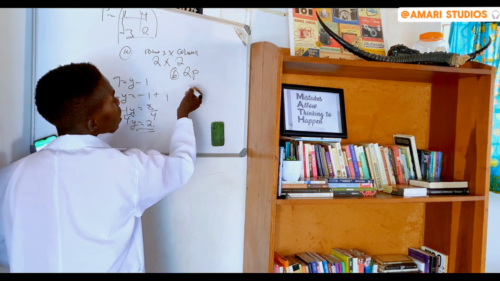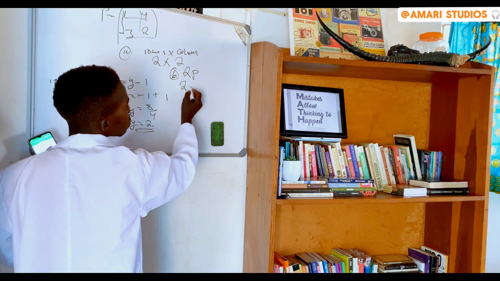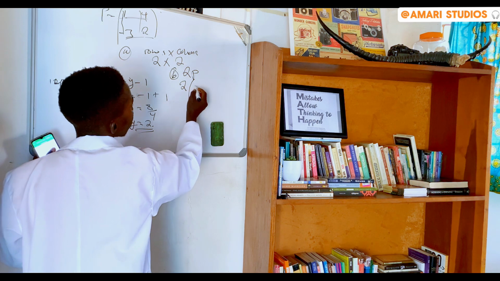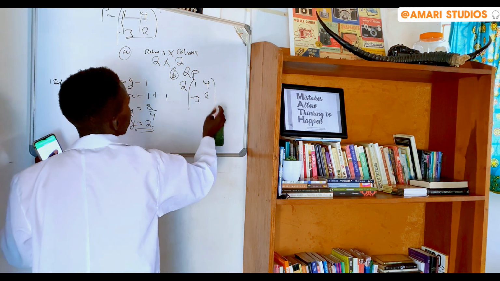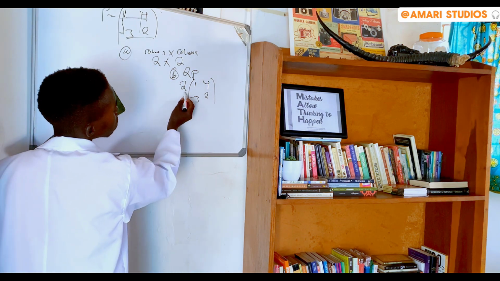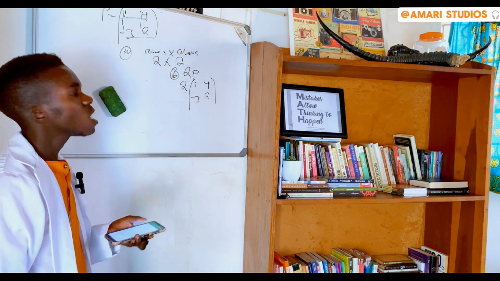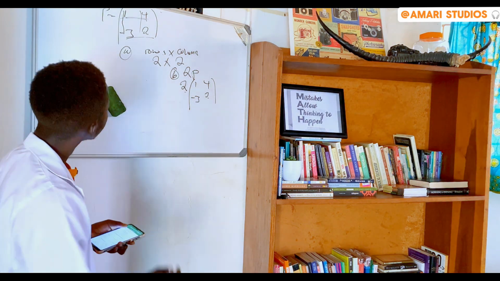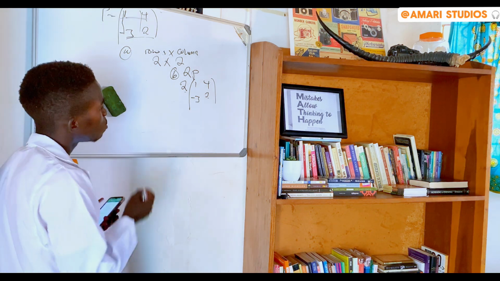Where there is P, we are going to replace it with the whole matrix P. So we will say this is 2, then open brackets, we have the matrix 1, -3, 4, and 2. Now, what this means is that this scalar number is going to multiply all the members that are found in matrix P.